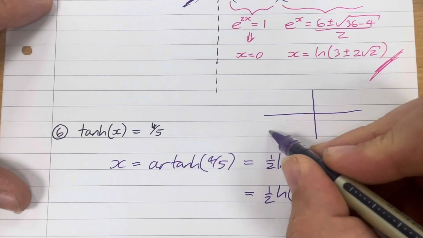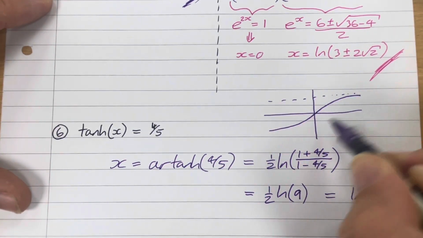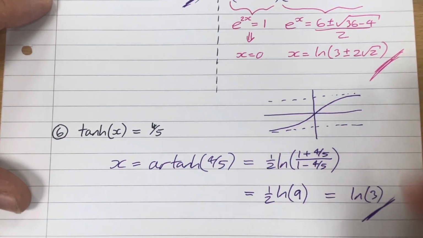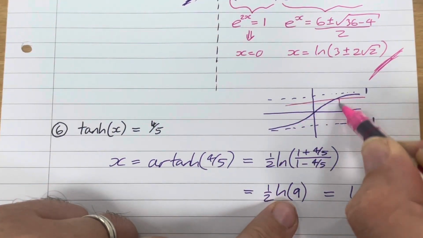Okay. Again, tanh of x is a one-to-one function, just like the sinh function was. So it looks like this. So there is only going to be one solution. Okay. There's the number 1, and there's the number -1. So I want tanh of x to be 0.8. So there's only one solution.